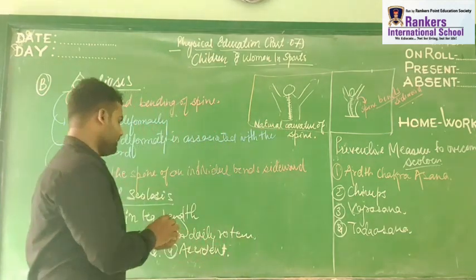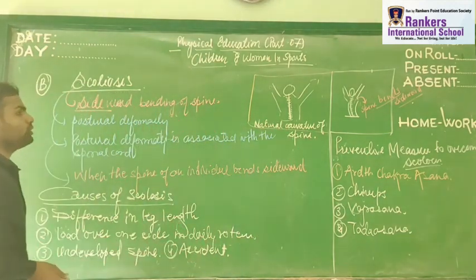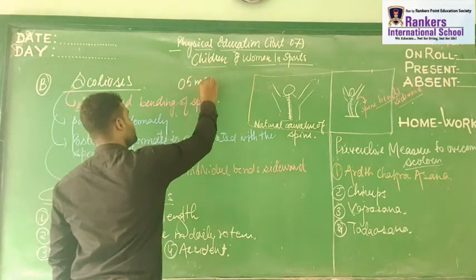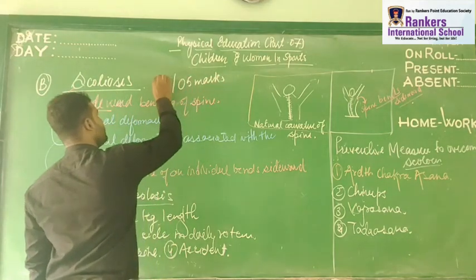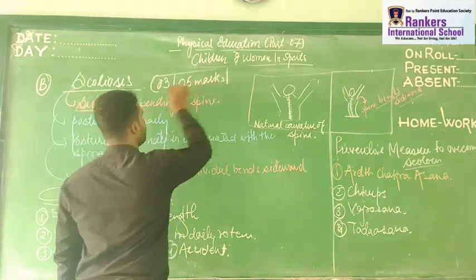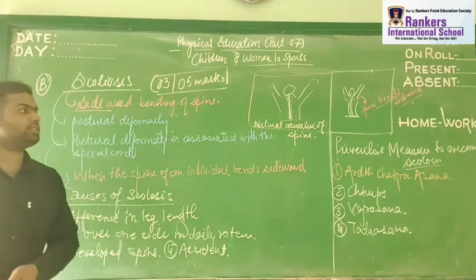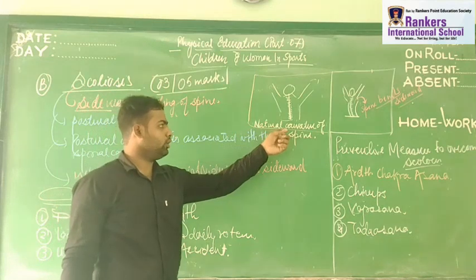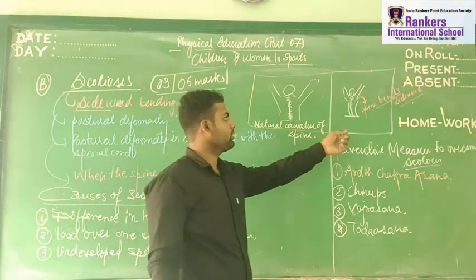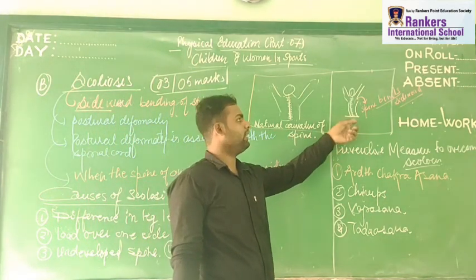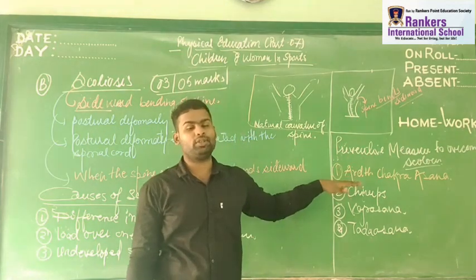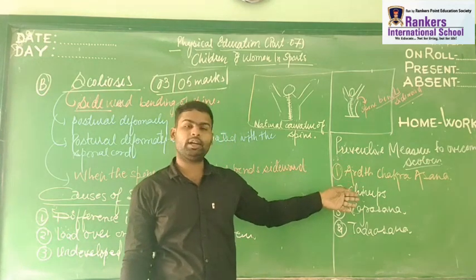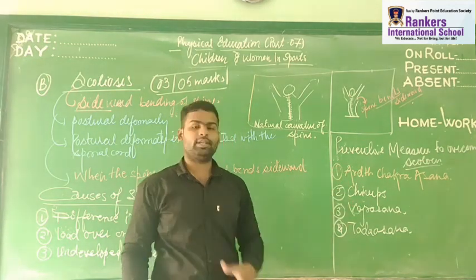This is again, guys, the difference between scoliosis and flat foot. These are around 5 marks questions. Sometimes asked in 5 marks, sometimes in 3 marks in CBSE. So you must go through all these diagrams and topics properly, right? This is the normal view of the spine. This is the defect, that is scoliosis. The preventive measures are bending your body in the opposite side of the deformity: Ardha Chakrasana, chin-ups, Vajrasana, Tadasana.